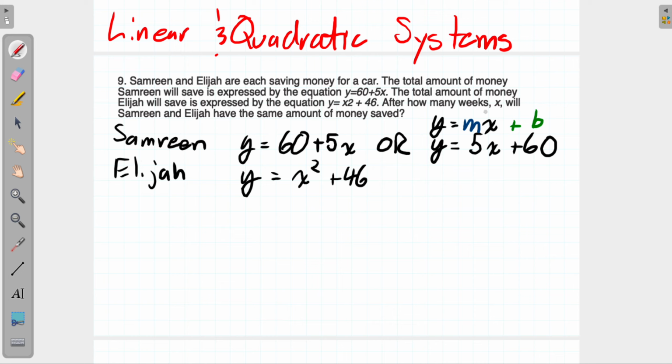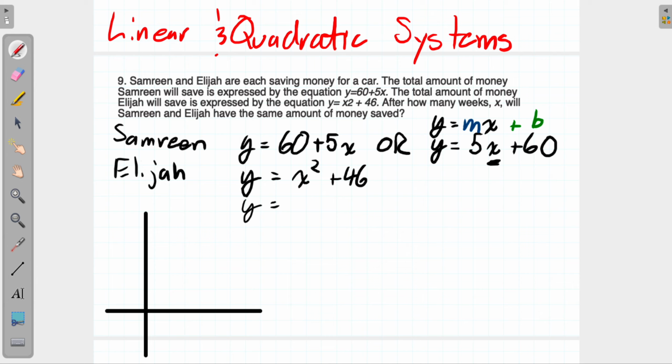So the question asks for after how many weeks? Weeks are expressed in x, okay? Well, Samreen and Elijah have the same amount of money. We're just going to do a quick rough estimate here. And actually, relating this one to standard form might be really helpful for this. So before I do that rough estimate, I am going to relate it.